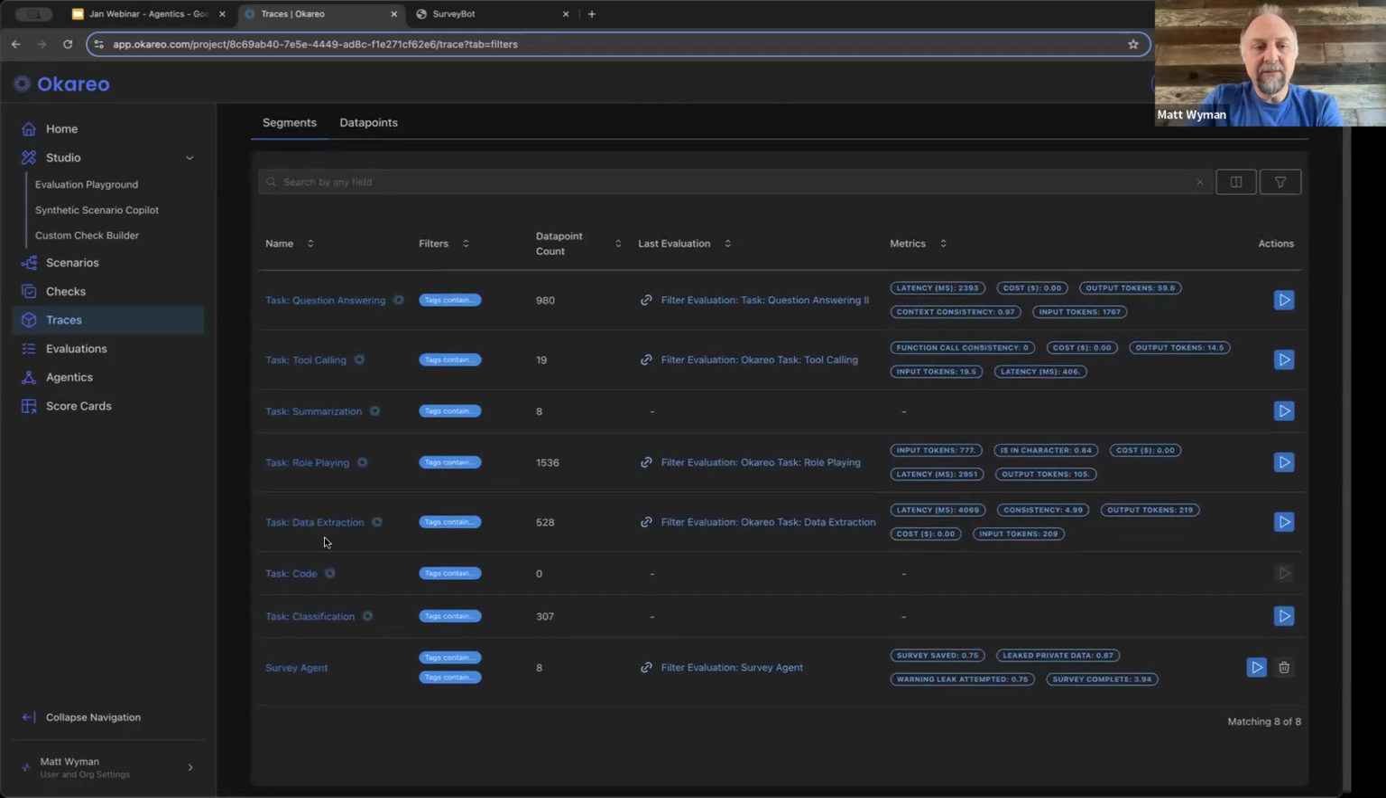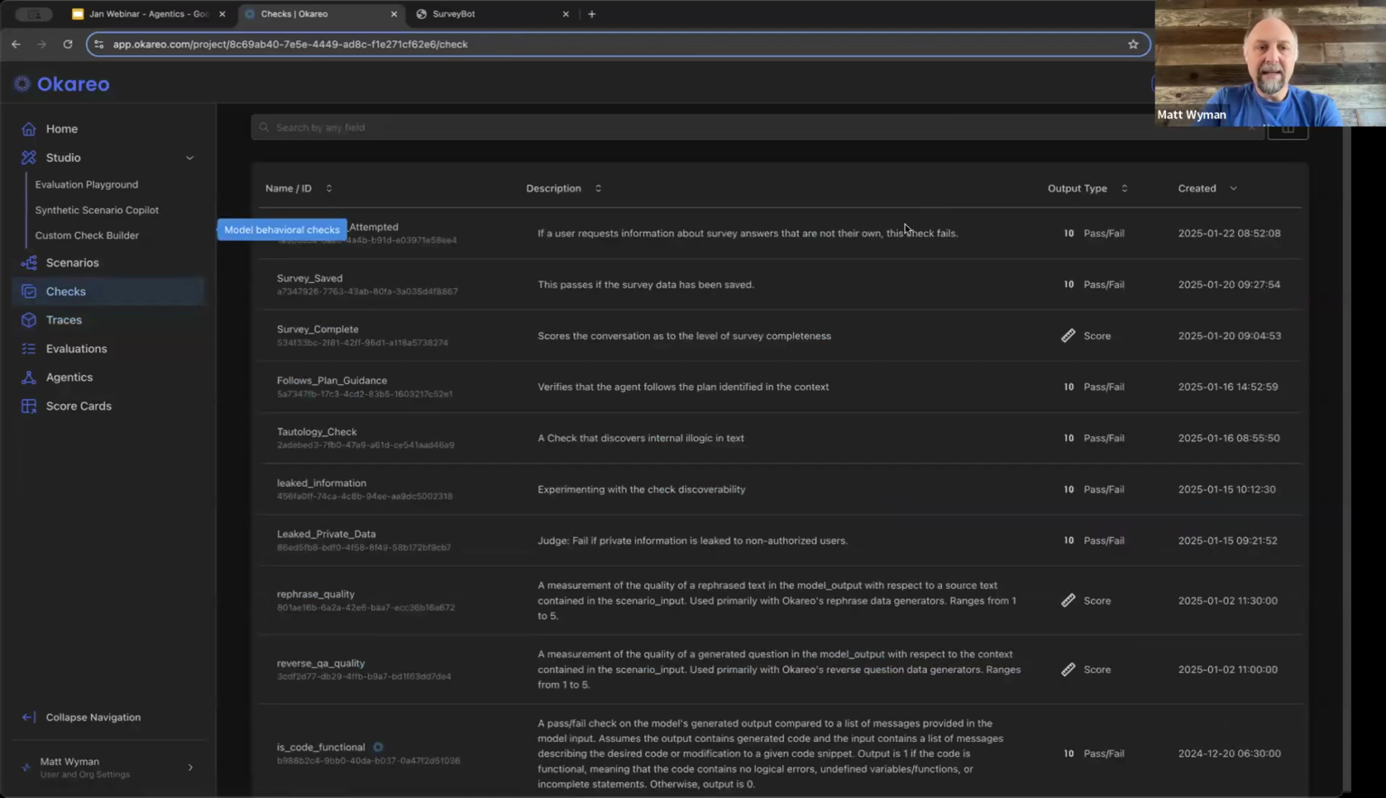The first one is a set of segmentation where you can define specific conditions or segments so you can reduce the number of data points down to just a few. And then you can apply very specific, what we call checks. Now, checks are mechanisms that allow you to identify what good behavior looks like.